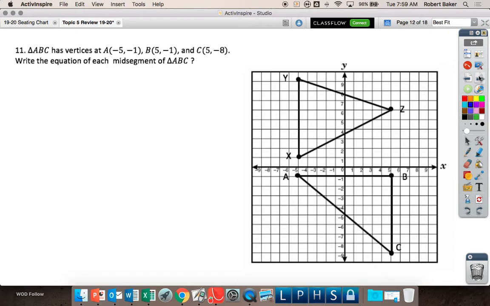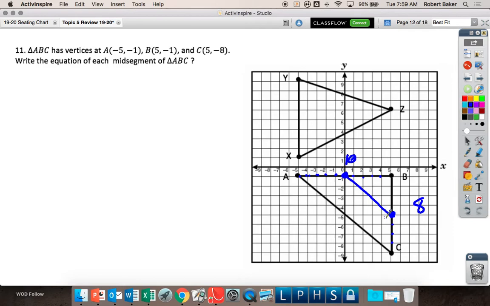So in this triangle down here, we can kind of count this side. 1, 2, 3, 4, 5, 6, 7, 8. So half of 8 is 4. 1, 2, 3, 4. This is the midpoint for side BC. You can do the same thing here. 1, 2, 3, 4, 5, 6, 7, 8, 9, 10. Half of 10 is 5. So there's a midpoint. So we have this mid-segment right here.